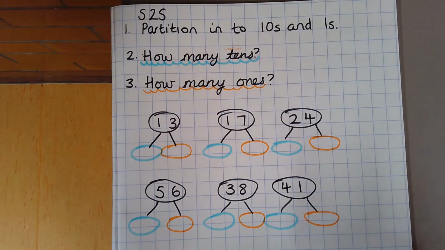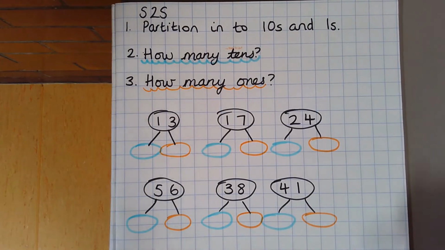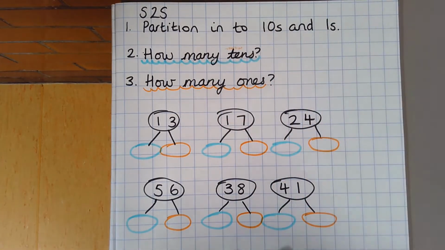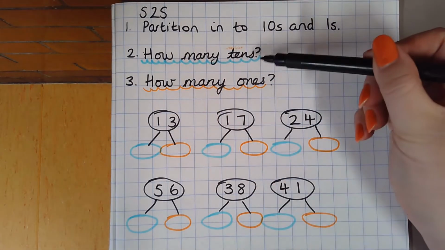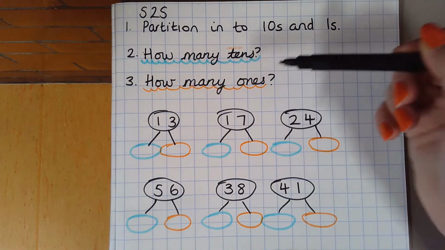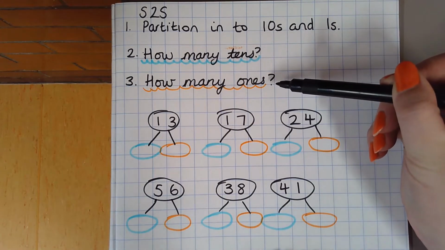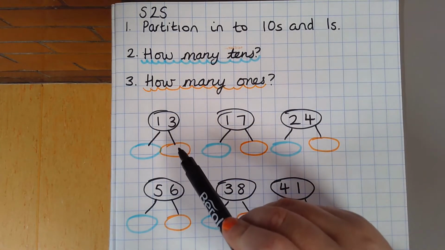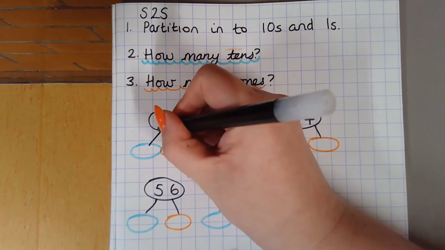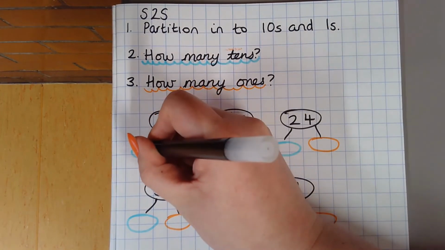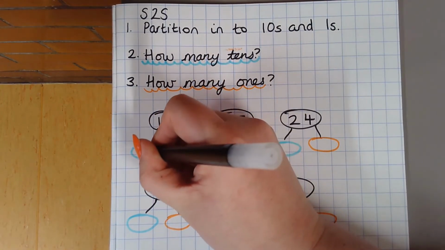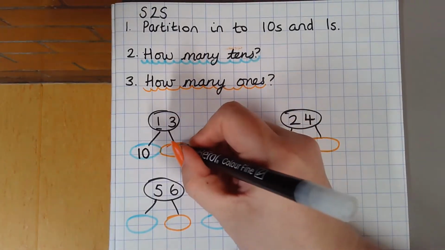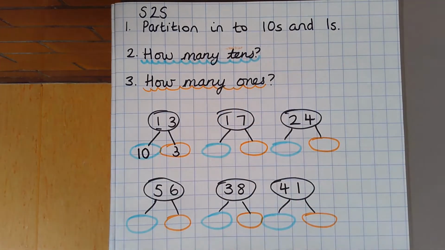Hi Year 2. So the first step that we're going to go to for partitioning our numbers, we're going to partition into tens and into ones. So how many tens do I have in the number? And how many ones do I have in the number? How many tens are in 13? This is my tens column. I have 1 ten and 1 ten is 10. How many ones do I have? I have 3 ones and my number is 13.